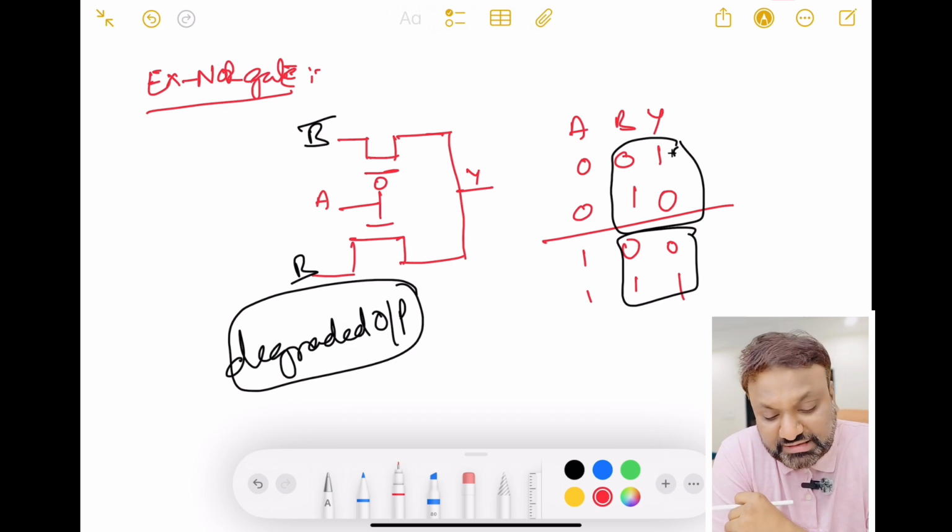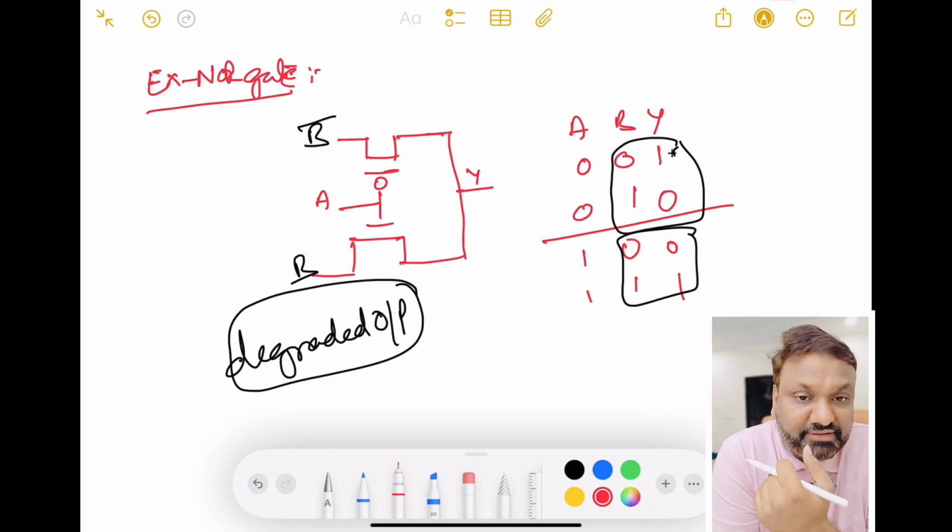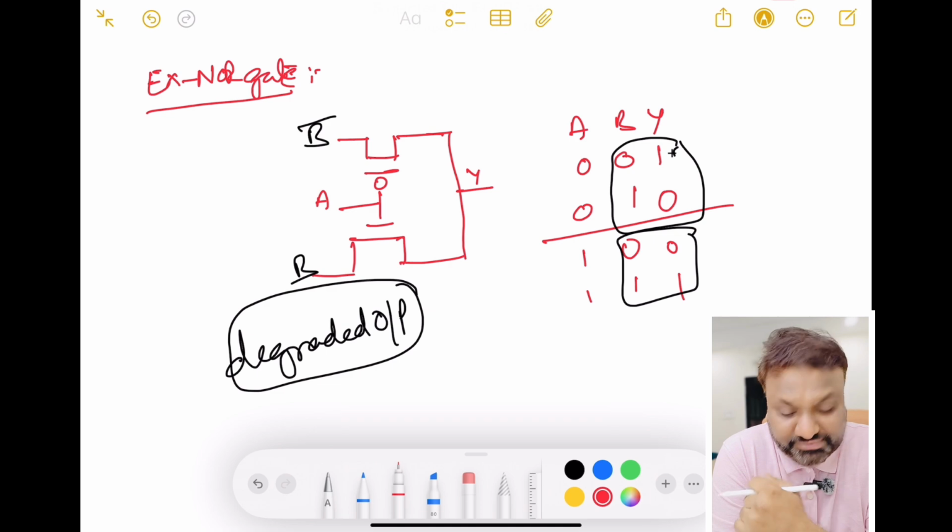Okay. So in the next lecture we'll be looking at the multiplexer design as well as decoder design, comparator design, half adder and full adder design by using pass transistors.